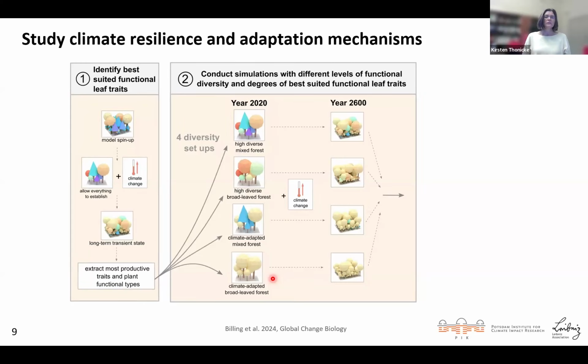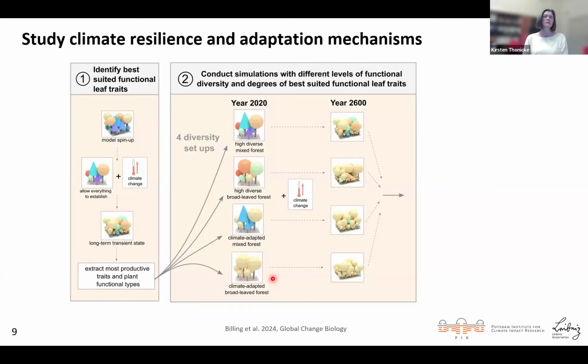Why did we do that? Because there's a discussion, and foresters ask us, can you tell us what are the climate resilient, most ideal species, and can I plant them right now, and then I am on the safe side in the future? So we were thinking, this is a neat idea.